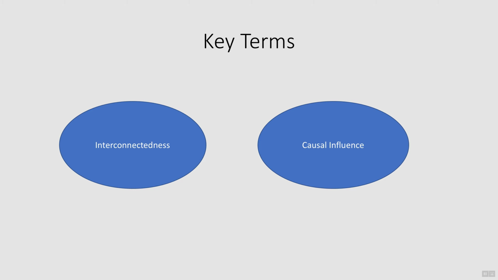A key concept in systems thinking is that different parts of a system are connected, called interconnectedness, which is why intervening in one part can create changes in other parts. The purpose of this activity is to get you thinking about the interconnectedness of the system, as well as to understand the concept of causal influence. Causal influence is when change in one variable creates change in another variable.